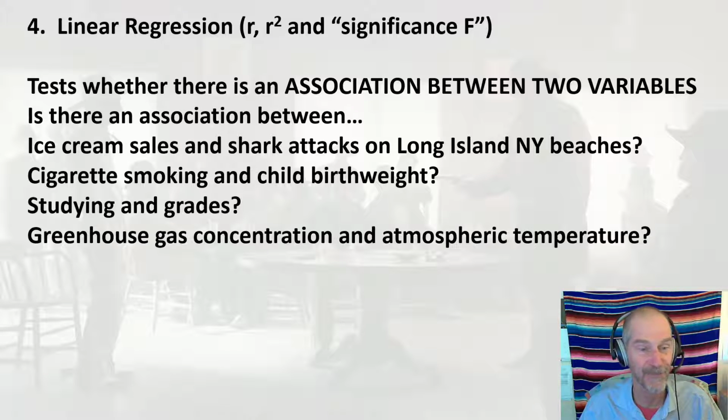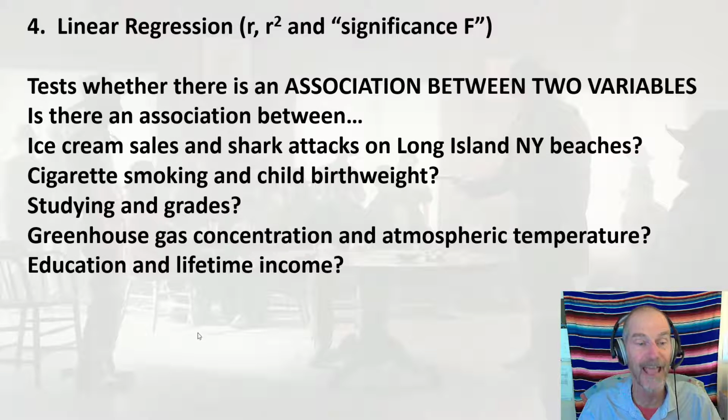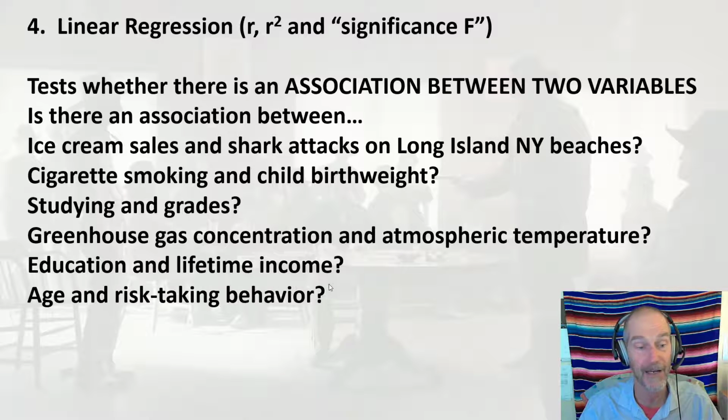That would be interesting. Greenhouse gas concentration and atmospheric temperature, a classic climate change example, which I'm sure atmospheric physicists have been grappling with for decades. How about education, the amount of education you have and lifetime income? How about age and risk-taking behavior?